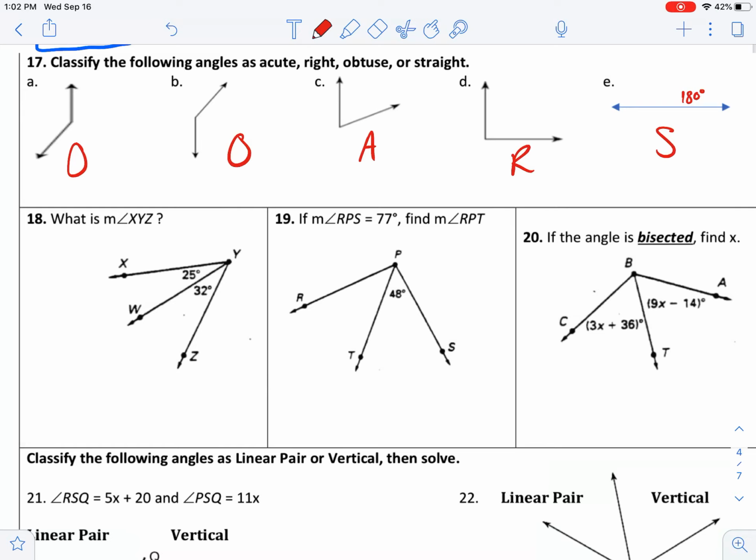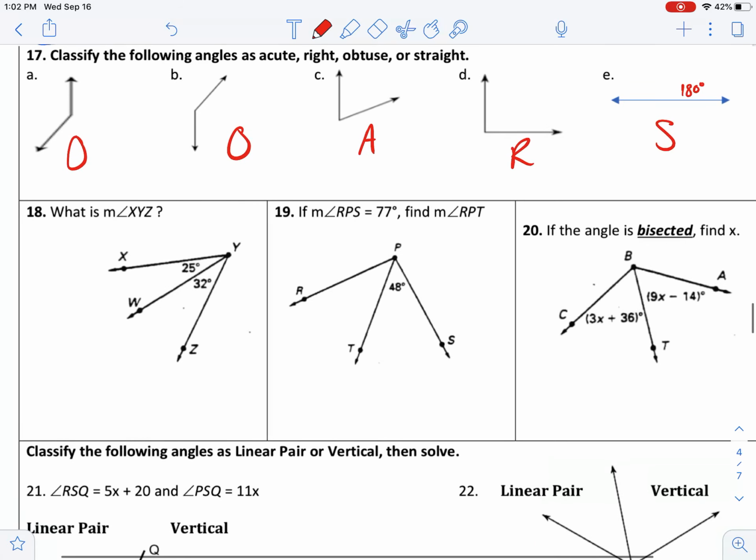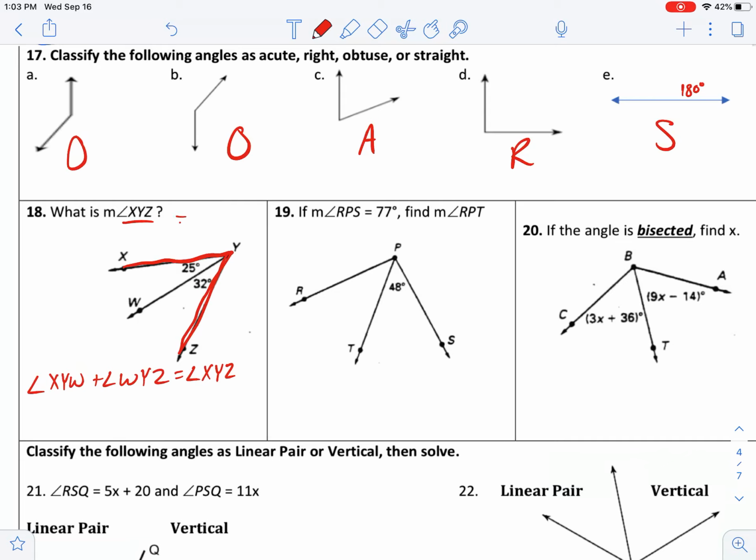And now in 18 through 20, we're given, this is our angle addition postulate. So just like our segment addition postulate, you could write out, XYW plus WYZ. So part plus part to get the whole angle of XYZ. And again, XYZ, I want the whole angle. So you could write out that postulate, or you could just add up the two pieces to get 57 degrees.